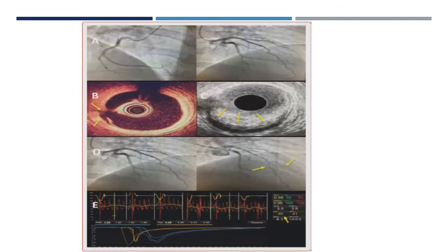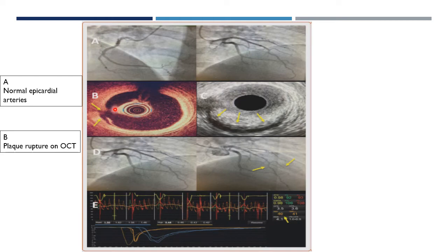The imaging modalities discussed in the previous slide are shown here. This is a coronary angiogram. This is the right coronary artery and this is the left coronary artery, and obviously they are normal. We don't see any obvious stenosis in the right or left coronary artery. This is an OCT image, and here is a ruptured plaque. This is an IVUS image, and here we can see a dissection.